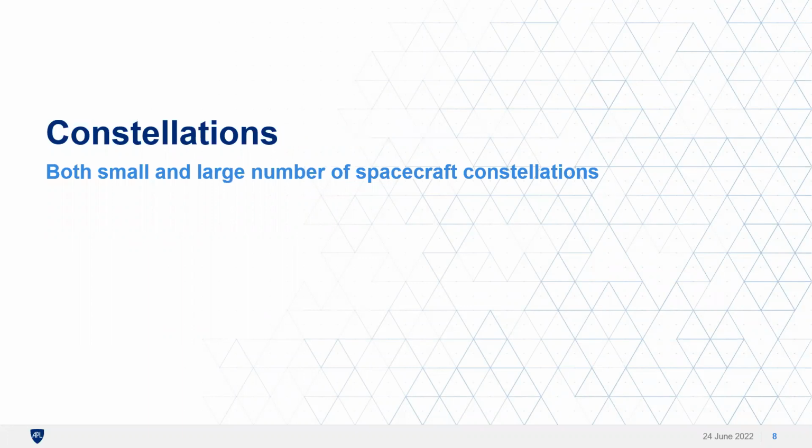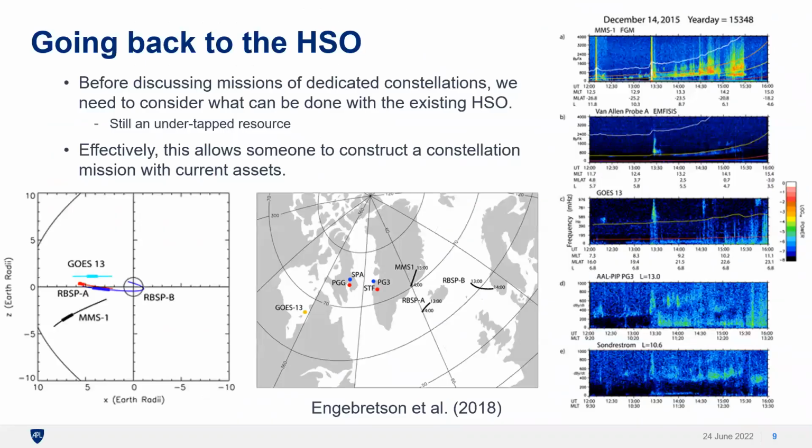And so the first thing I want to talk about is constellations then, of how do we take multiple data sets from multiple locations, and instead of having a single point measurement framework in our head, how do we build out a better picture and do better science with more spatial or temporal coverage? But before doing that, I want to go back to the HSO. Before talking about any kind of future implementation, we need to recognize that there's still a lot we can do with what we currently have. And so with that, I do think the HSO is still an under-tapped resource.